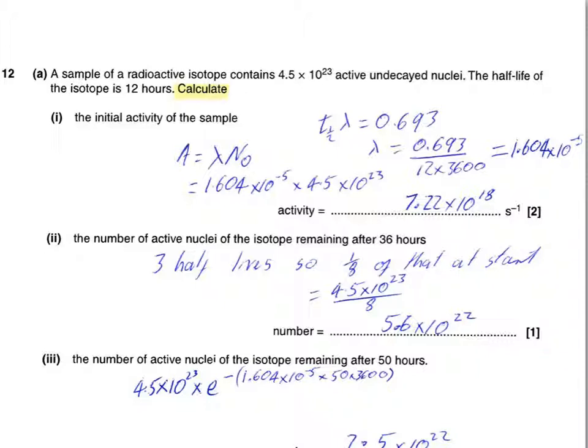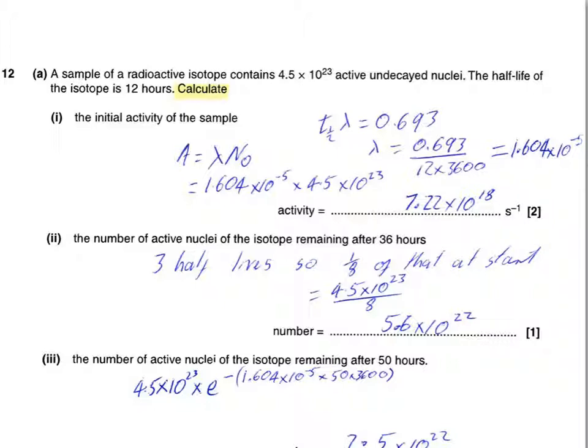So I'm just simply working that through. Lambda therefore is 0.693 divided by 12 times 3,600, and we get to that value, 1.604 times 10 to the minus 5. This then becomes trivial, putting it through, and we end up with 7.22 times 10 to the 18.